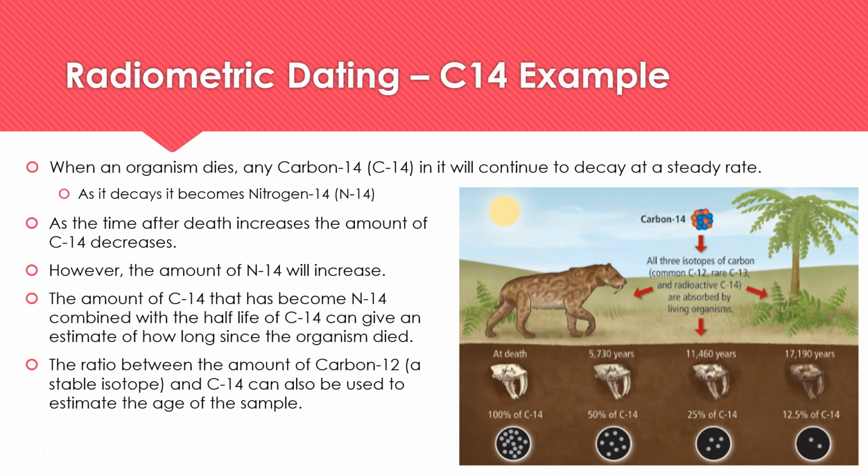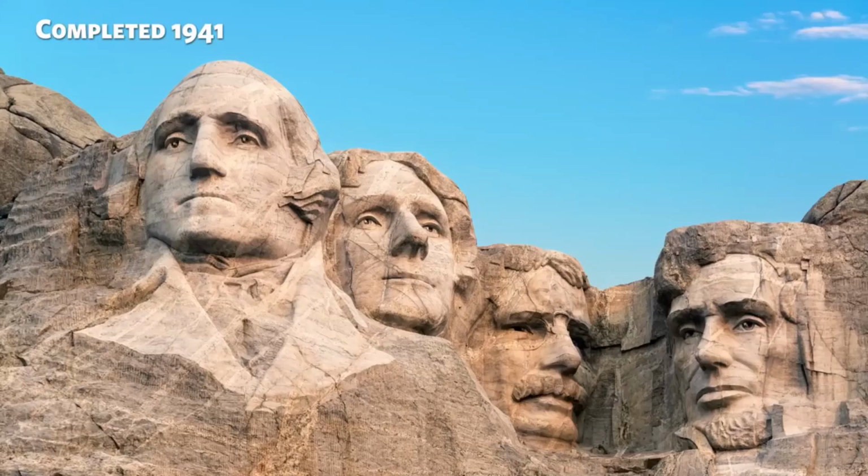And so you can see in the image there, it's just showing if you start off at death, you have all this carbon-14, then nearly 6,000 years later, you're only going to have half of that. Add another 6,000 years, you're only going to have half of that, 50%, and you keep going down. And if you can work out how much you originally started with and how much you now have, you can work out how many times it's gone through that half-life process, and therefore how old your sample actually is.